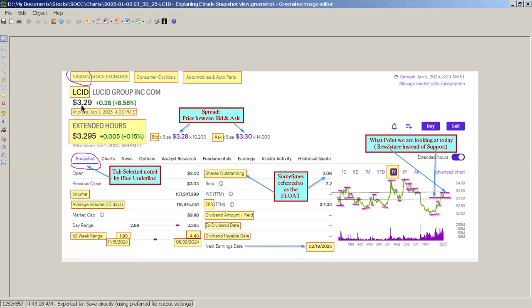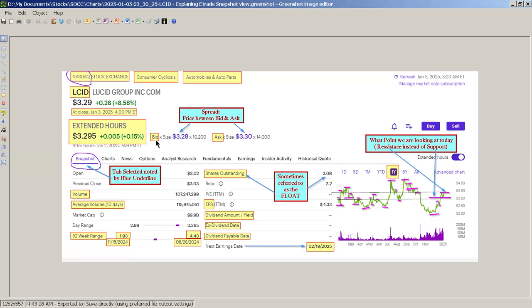So instead of 3.02, it's 3.0295. That means if you go in there and you see it's at $3.50, you'll say, wow, what's going on? Or if it's down a lot, you say, wow, it's bad news. So that number could be big, really red or really green. So that's the extended hours.